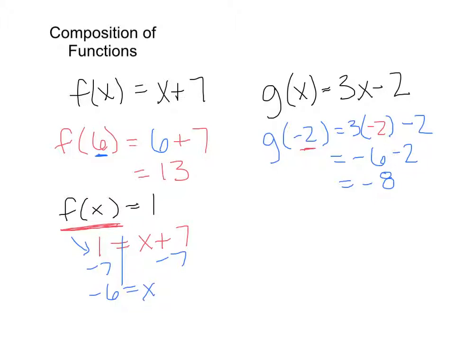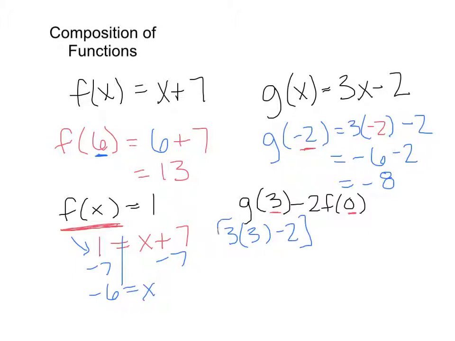We can also use more than one function at a time. So remember that, let's say we had g of 3 minus 2 times f of 0. So here's what this means. It means using the g function, you're going to replace the x's with a 3. And then for the other statement, we're going to replace the x in f with a 0. So what you're going to end up with is 3 times 3 minus 2. And then we're also going to evaluate something else. So we're going to minus 2 times whatever that would be, which is 0 plus 7.